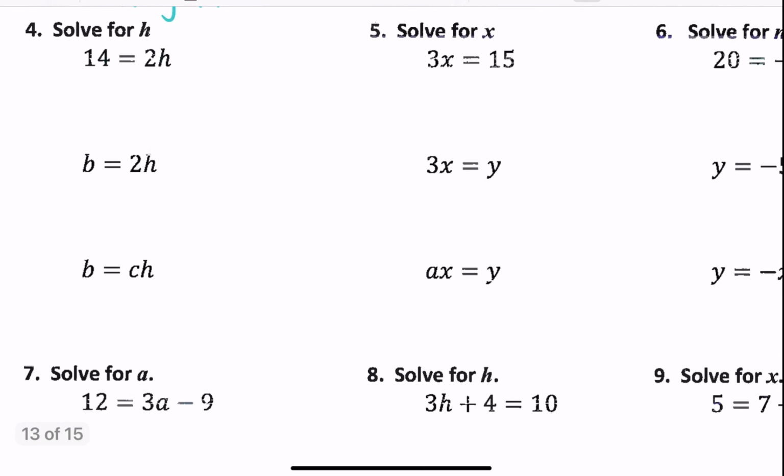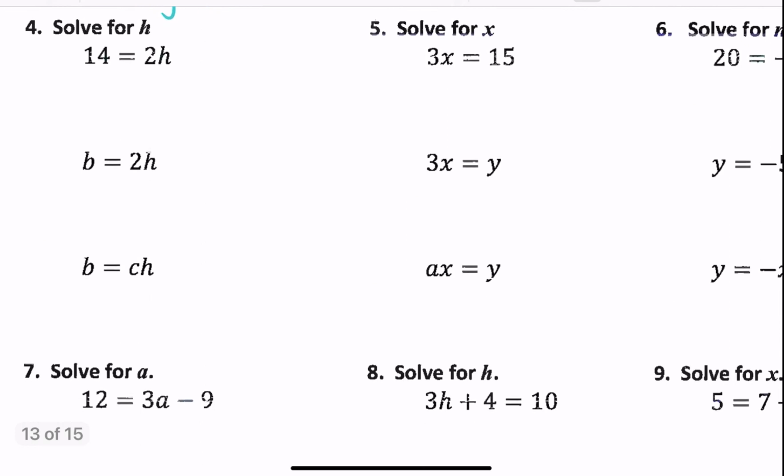So let's go to number 4 together. And number 4, I have to solve for h. So I am going to find h. Here it is. It's being multiplied by 2, so I'm going to undo it, divide by 2. And I'm trying to get this into a 1, right? So anything divided by itself is 1. So I end up with 7 equals h.